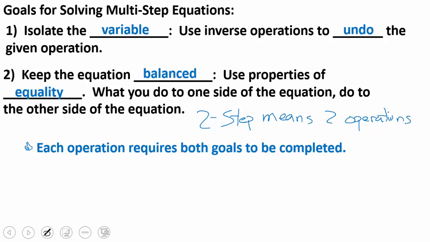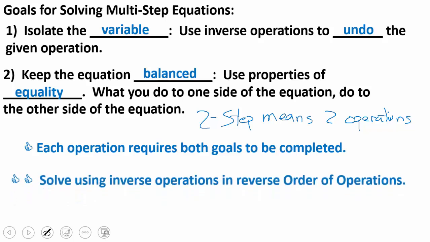And if we're doing two-step and each step requires the goals to be completed, that means for the first step we're going to isolate and keep balanced, and for the second step we're going to isolate and keep balanced. Now, which one do we do first though? Well, this is what we're going to learn right here. It says solving the equation, you're going to use inverse operations, but you're going to use them in reverse order of operations. So you solve using inverse operations in reverse order of operations. And so let's just get busy doing it.